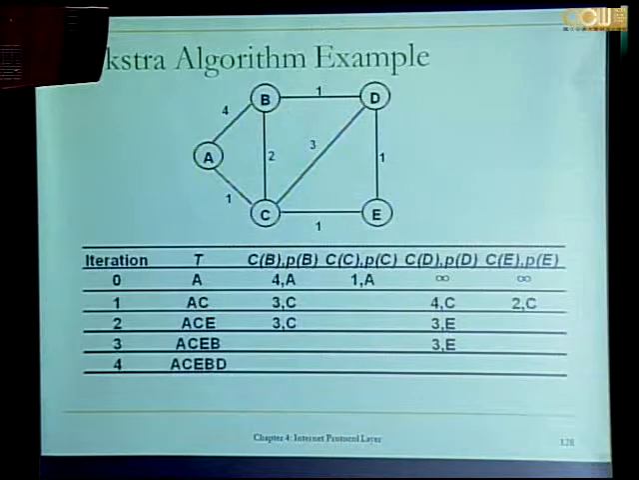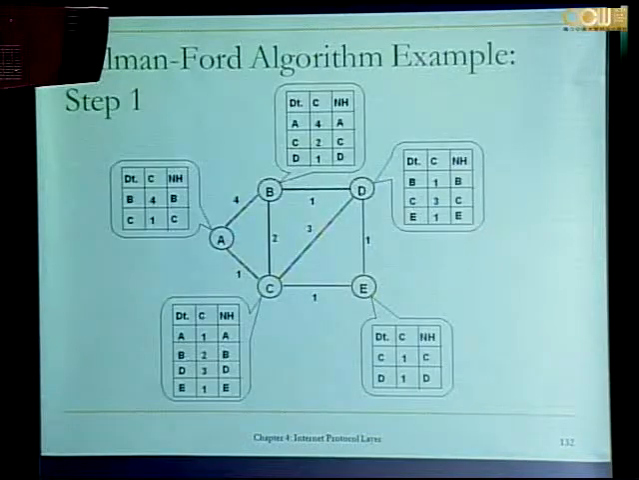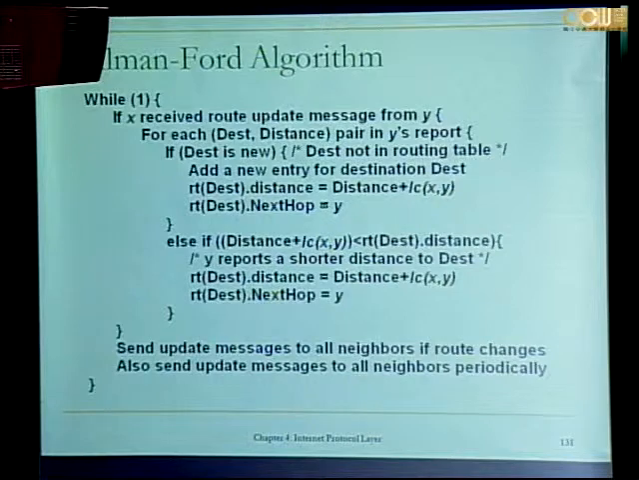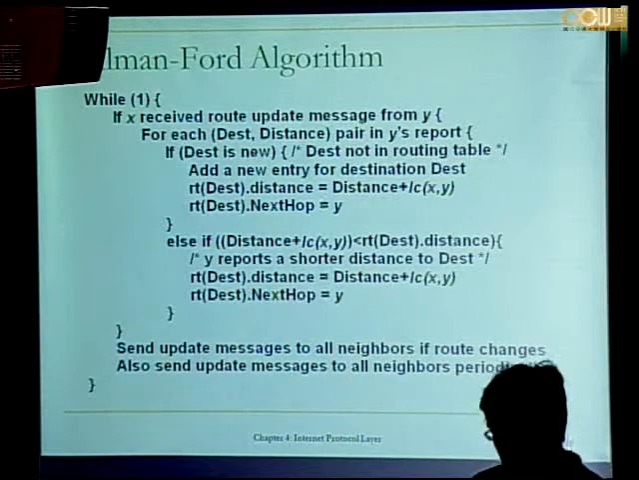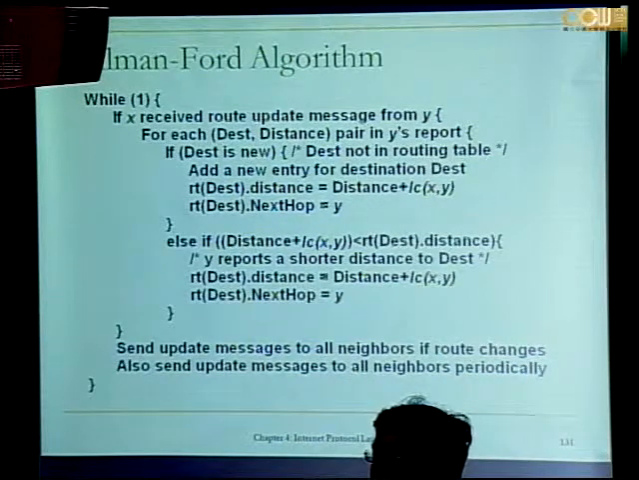But with the Bellman-Ford algorithm, you don't need a topology to compute. You just get distance vectors from your neighbors. So Bellman-Ford is more scalable, that can scale to a large network, but Dijkstra cannot.